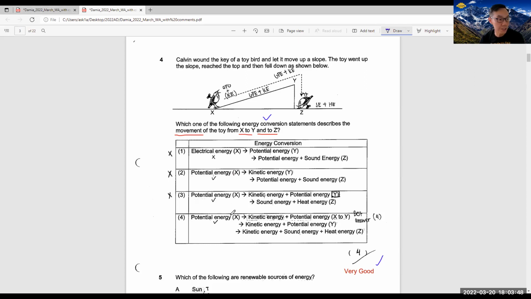So in this instance, the elastic potential energy is being converted to kinetic energy, and as it goes up the slope, it is being converted to gravitational potential energy. Subsequently, at this point Y it drops, so it's converted to kinetic energy and potential energy. And when it impacts at point Z, there is maximum kinetic energy just before impact, and it is converted to sound energy and heat energy. So let's proceed to the next questions as I continue my explanation here.